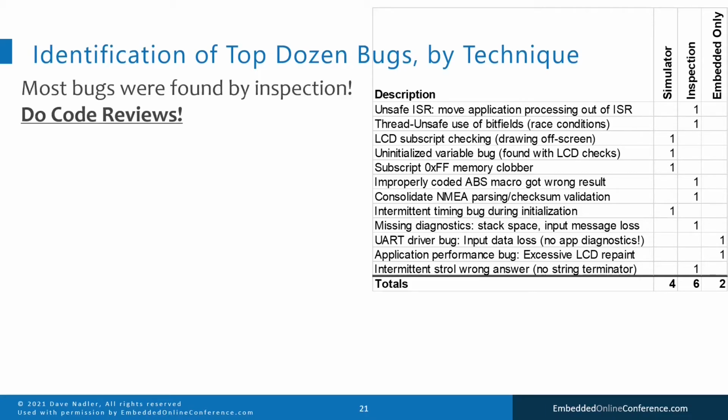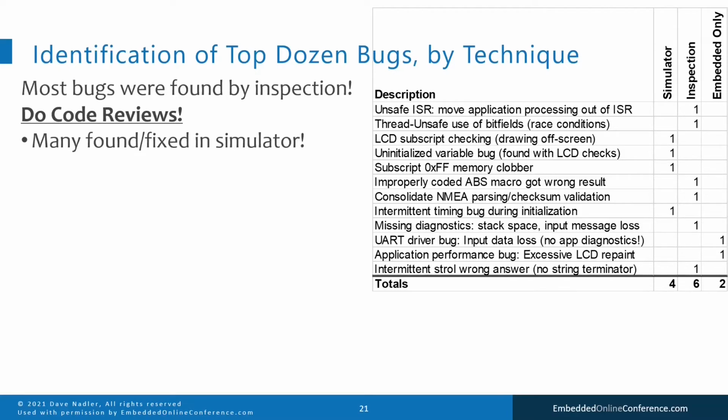To point out again that most bugs were found by inspection, the most important thing you can take away from that is you need to do code reviews. This stuff would have been caught with decent code reviews, and it's a lot less painful to catch it up front than to find these problems and fix them later on.